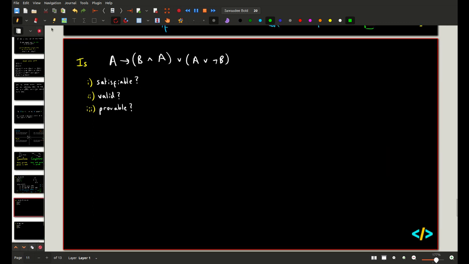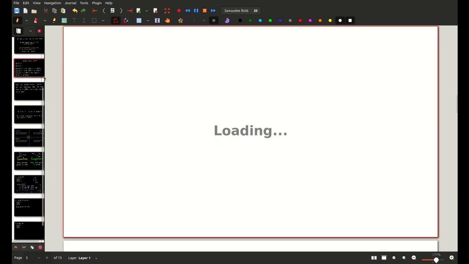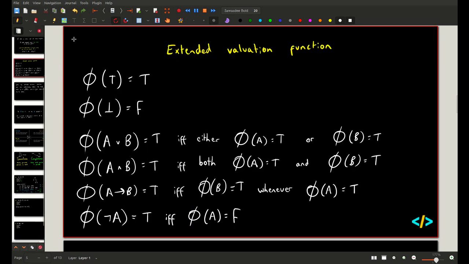Okay, let's have a go at this one. So let's say we've got this. We start with phi of A implies B and A, or A or not B. And we want to evaluate this in the same way we did the other one. We want to take some steps. I'm just going to take a screenshot of this and send it in the chat so you guys have this on hand.